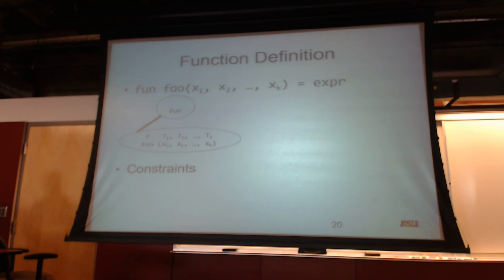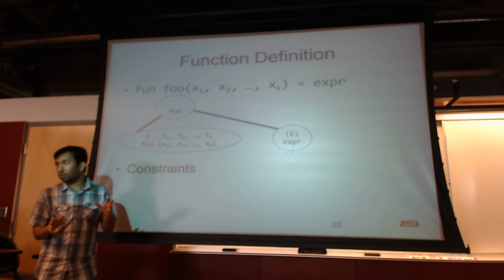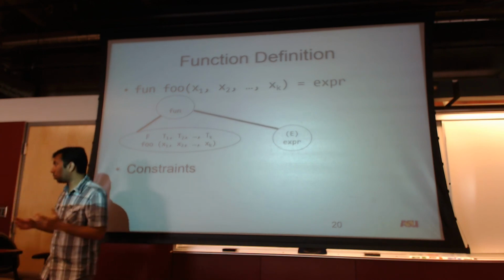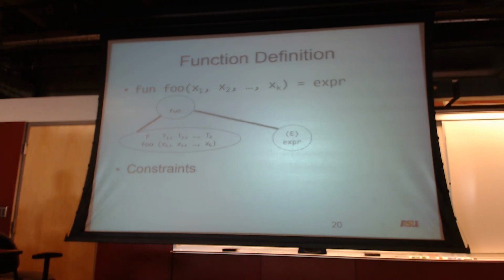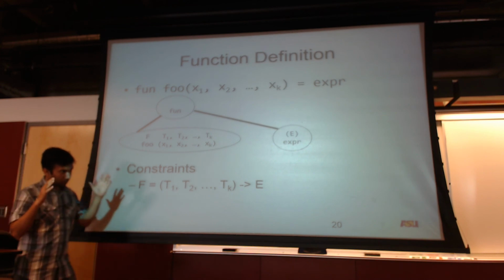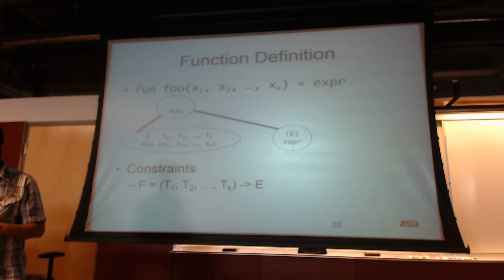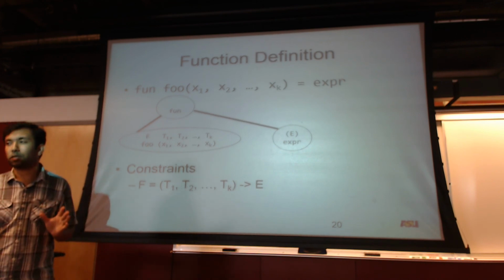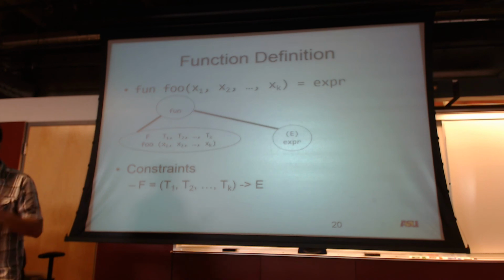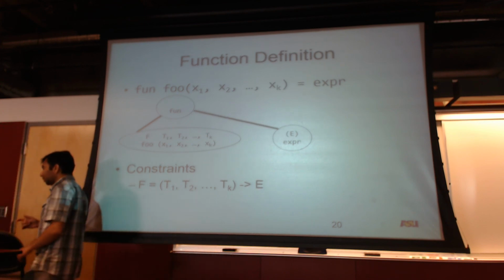And then the right child will be this expression e, so the expression and its type is e. That is how you are representing. Now what are the constraints? The constraint is f has to be this: open and close parenthesis, t1, t2 up to tk, and it has to return whatever is the type of the expression. Whatever is the return type of the expression, it has to return that. That is the constraint. So that is how we do function definition.